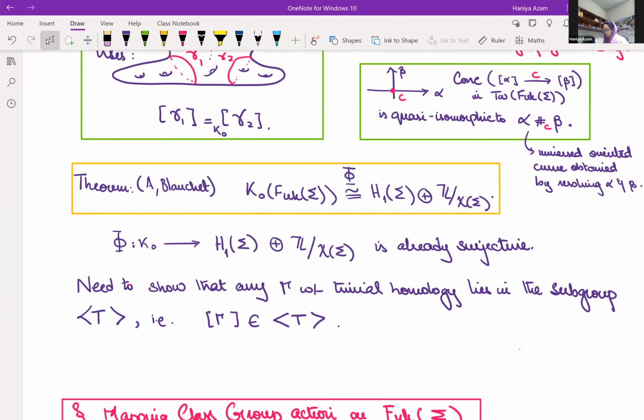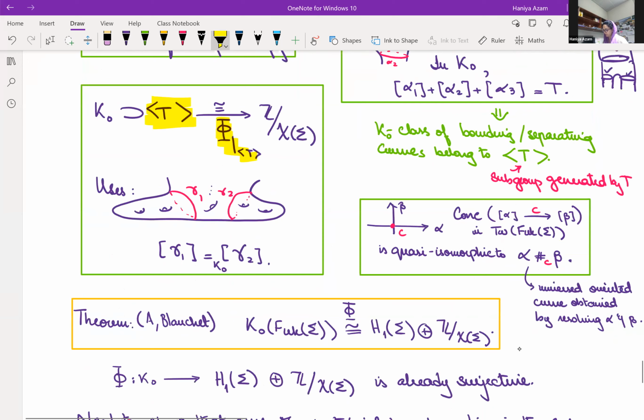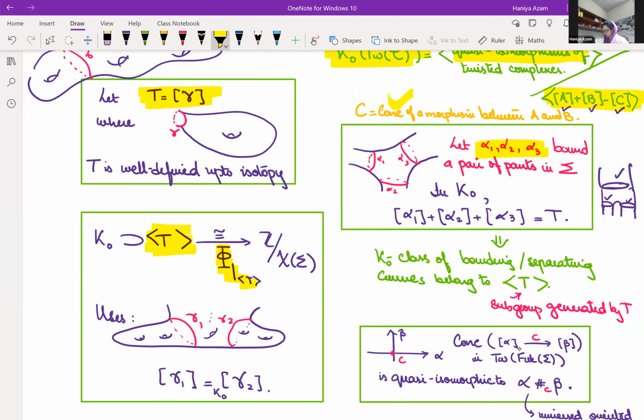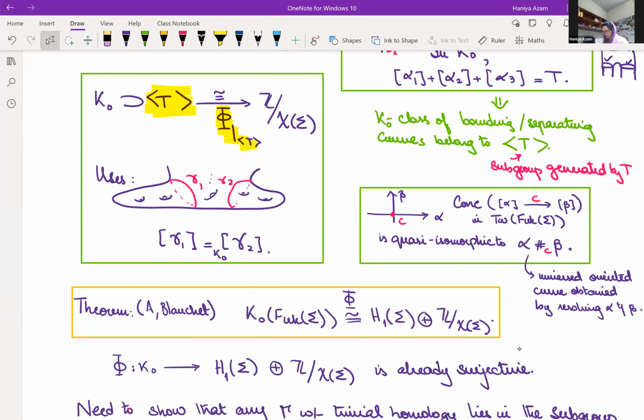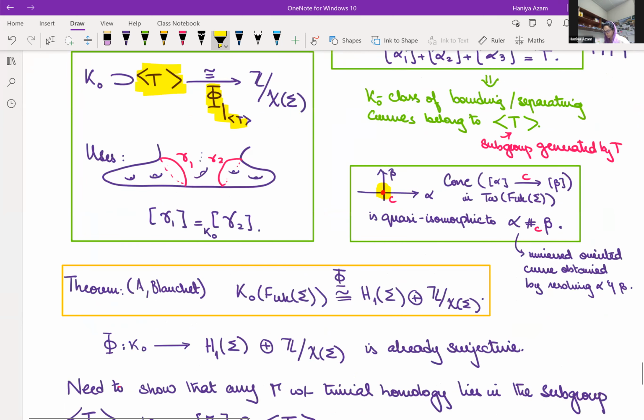Okay, so there's something about relating the cone, because I mentioned the cone here, to the surgery, or the connect sum of two curves, or resolving the singularity at this intersection point over here, but let's not go there because I don't have enough time.